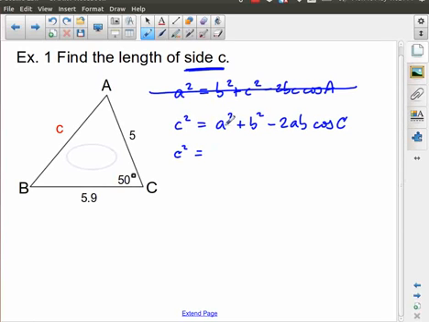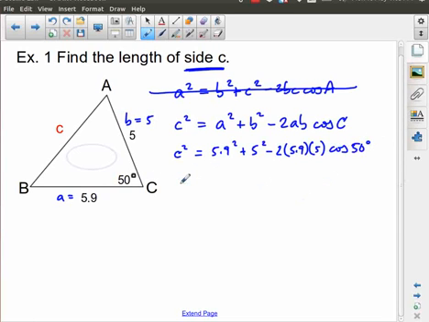A squared. Do I know the length of a? I do. That's right here. This is small letter a, and that's 5.9 all squared, plus b squared. This is the side b equal to 5, so that's going to be 5 squared, minus 2 times a, which is 5.9, times b, which is 5, times the cosine of the angle C, which is the cosine of 50 degrees.